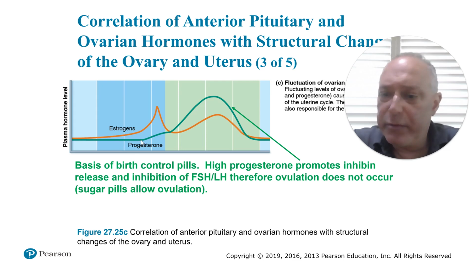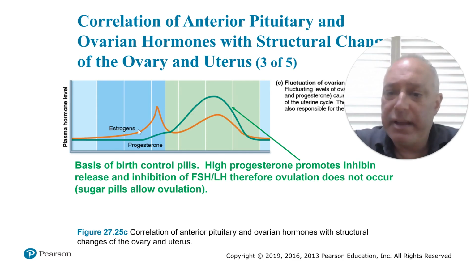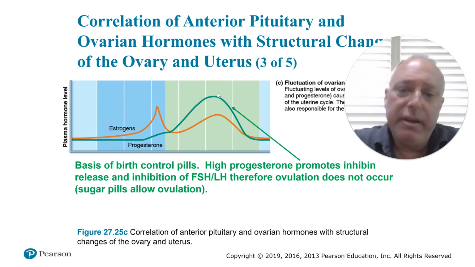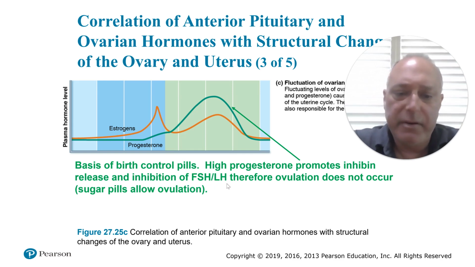Now, if we look at estrogens versus progesterone, there's a spike in estrogens just around the LH peak, but then the levels of progesterone increase over this phase, and this is actually the function of some birth control, is to clamp the female at high levels of progesterone. Progesterone inhibits the release of FSH and LH, so ovulation never occurs. So if your progesterone levels are high and they're clamped at a high level, ovulation will just not occur.